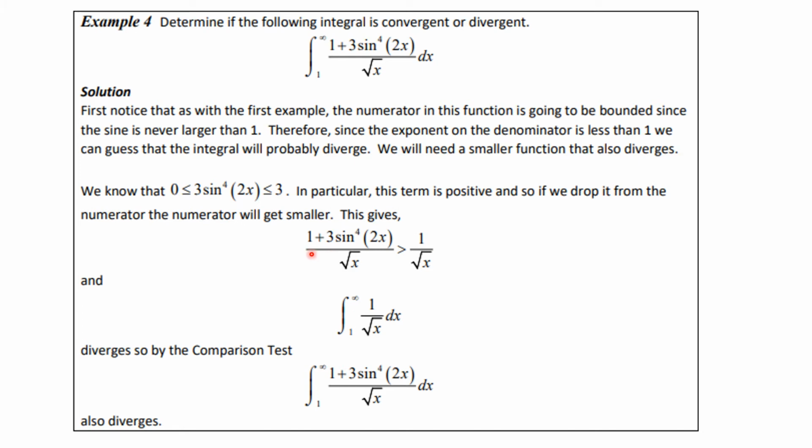All right, so here we know that 1 plus 3 sine to the fourth of 2x, since I'm raising the sine to the fourth power, this has to be a positive number. So 1 plus a positive number is bigger than 1. And I'm leaving the bottom alone. So this is bigger than 1 over the square root of x. But we know that the smaller one, 1 over the square root of x, diverges from the p integral test. And so by the comparison test, this integral also diverges.